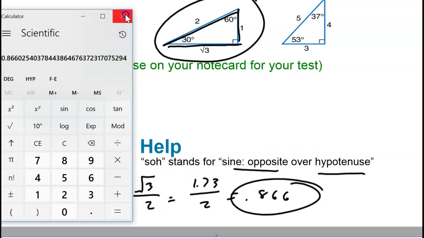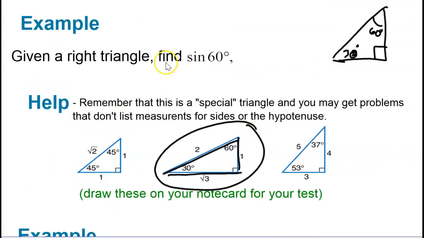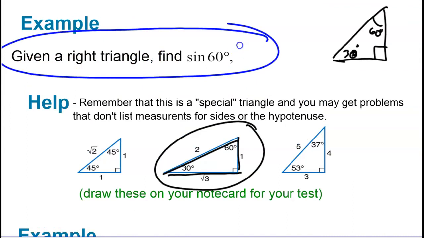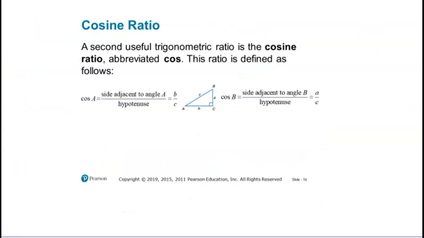Okay, so remember, they're going to give you a problem like this. Given a right triangle, find the sine of 60. You've got to be able to put all the pieces together from what you've learned, and remember some of the references that you have that are going to hopefully be on your test, or on the sheet that you got preparing for the test. All right, let's go ahead and move off of sine, and let's look at cosine.